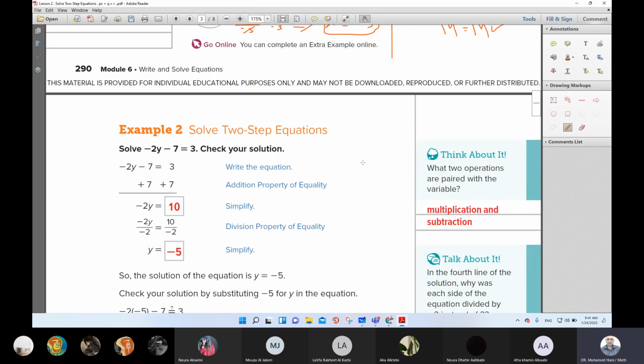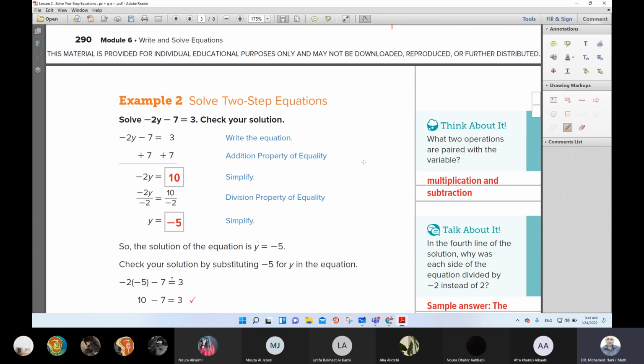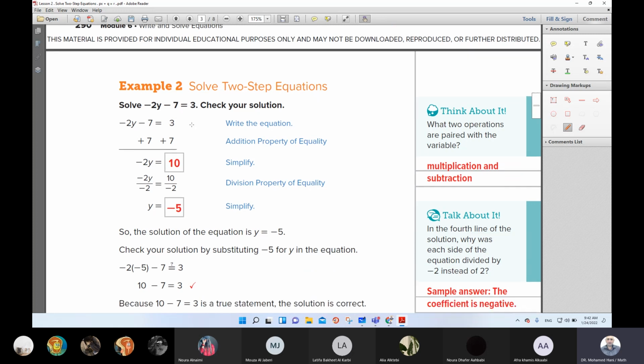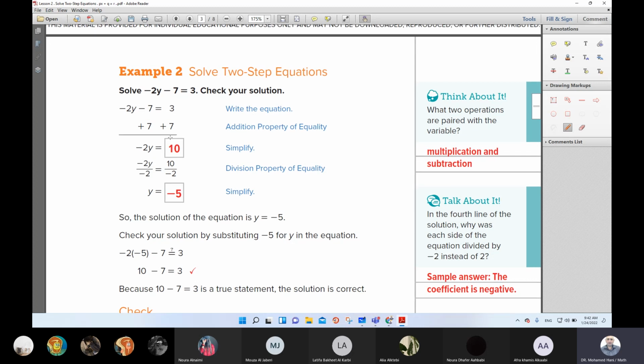Solve two step equations. We have this example. Solve negative 2y minus 7 equals 3. So the first step, we want to remove negative 7. What is the inverse of negative 7? It will be plus 7. So add 7 to the two sides. Negative 7 plus 7 will be 0. Remains here negative 2y, and 3 plus 7 will be 10.